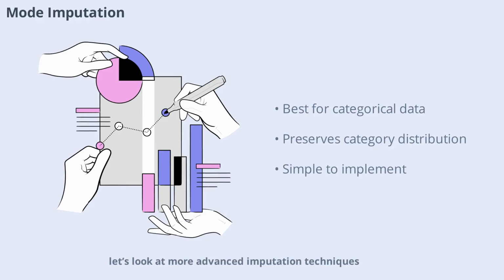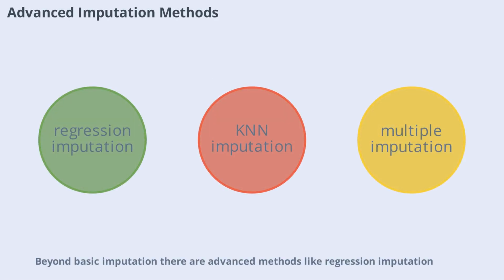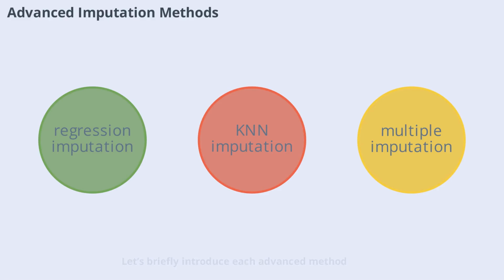Now let's look at more advanced imputation techniques. Beyond basic imputation, there are advanced methods like regression imputation, k-nearest neighbors (KNN), and multiple imputation. These techniques use relationships within the data to estimate missing values more accurately. While they require more computation and expertise, they can lead to better results, especially with larger or more complex datasets. Let's briefly introduce each advanced method.